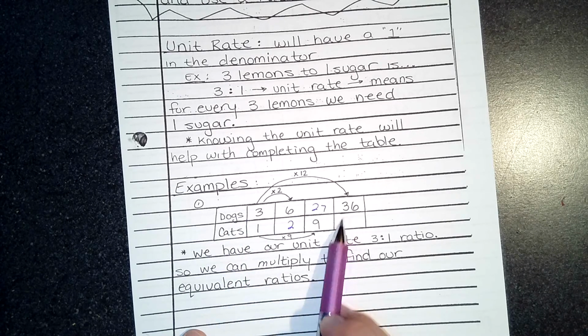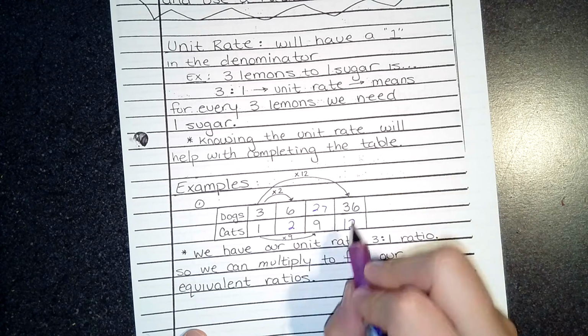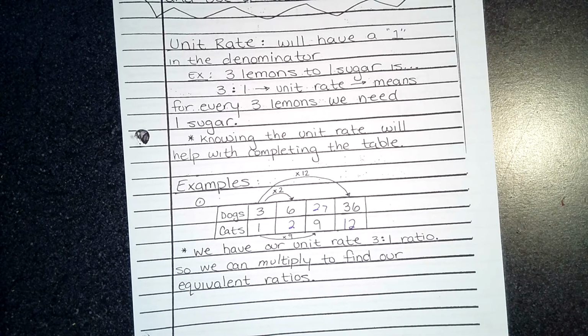We got to figure out how many cats we have. How did we go from 3 to 36? Okay, 3 times 12 is 36. So on the bottom, 1 times 12 is 12. So for every 36 dogs, we have 12 cats.